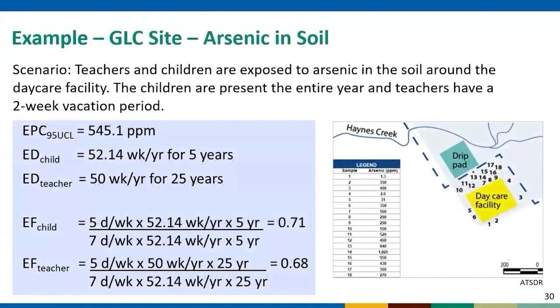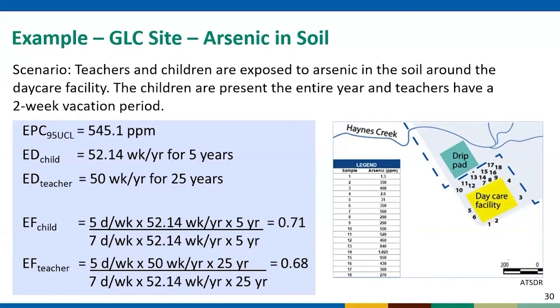For the arsenic and soil scenario, arsenic values will be put into FAST. A maximum of 1,020 parts per million, or ppm, will be used for screening, and an EPC of 545.1 ppm, the 95th UCL of the mean, will be used for deriving an exposure dose.